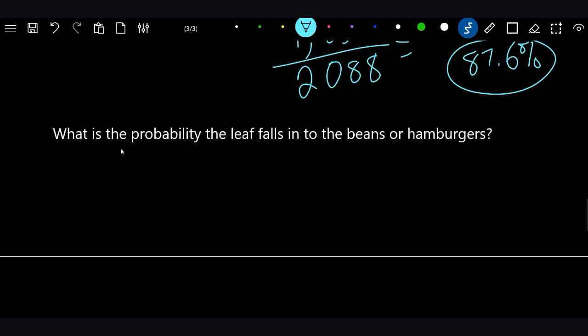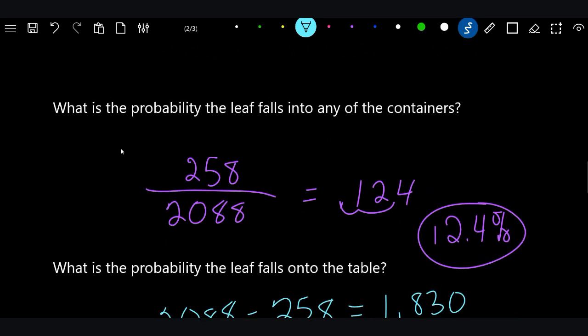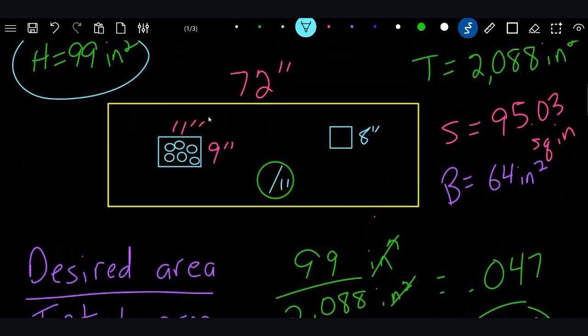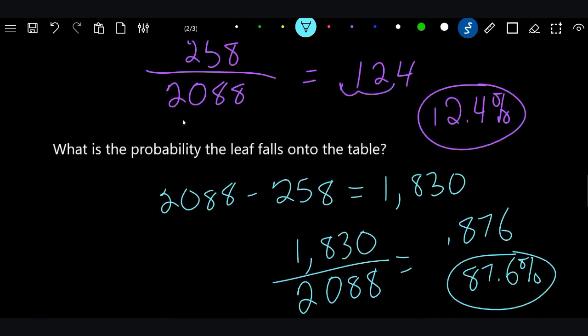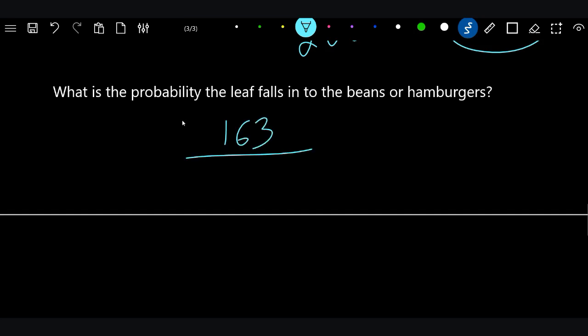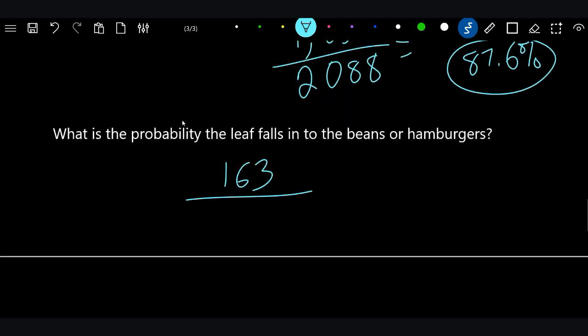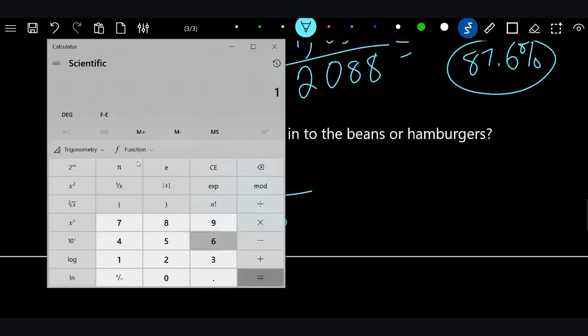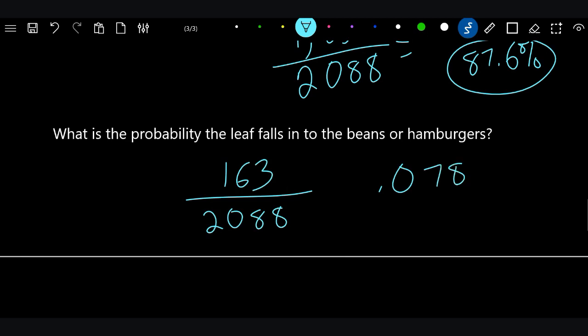All right, last one. What is the probability that the leaf falls into the beans or the hamburgers? Do you remember how to do this? What we need to do is take the beans and add them to the hamburgers. We're not going to take all of them together, just the beans and the hamburgers. The beans were 64, and the hamburgers were 99. So that's 163, which is our desired. And the total is still the table, which is 2088. So what are the chances that it could fall into the beans or the hamburgers? 163 divided by 2088 equals 0.078, or a 7.8% chance that it falls into one of those.